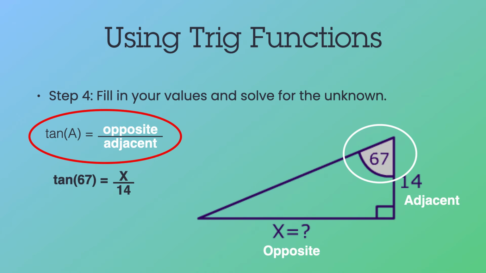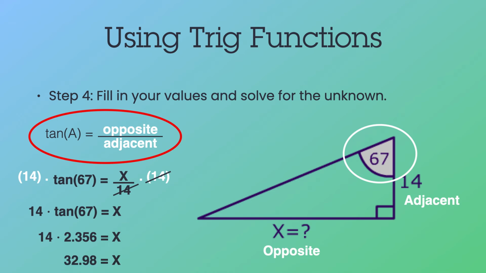Adjacent side was 14. Now to solve this, we'll multiply both sides by 14. So the 14s cancel out on the right-hand side, giving us just x on the right. Now when we do 14 times tangent of 67, if you would like to use your calculator and find the decimal equivalent of tangent of 67 first, go for it. Tangent of 67 should come out to 2.356. Then we'll multiply by 14, and that's our answer for x.